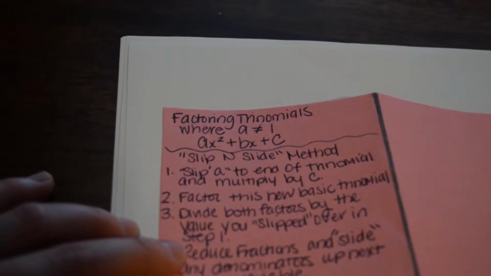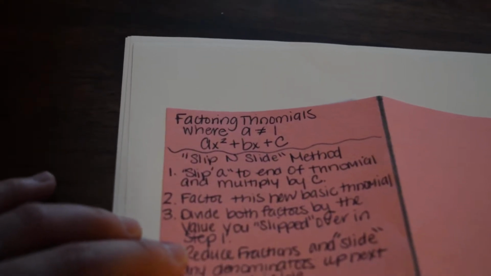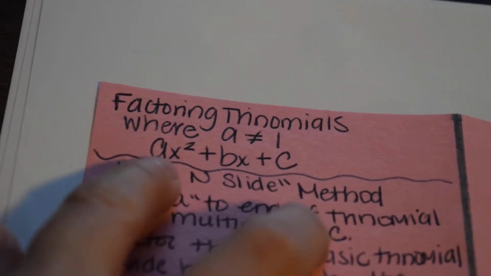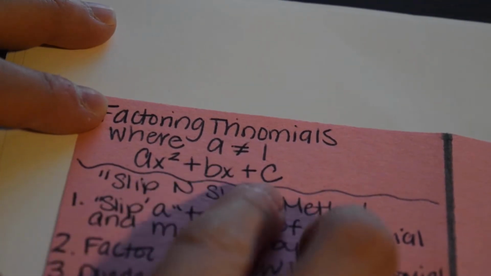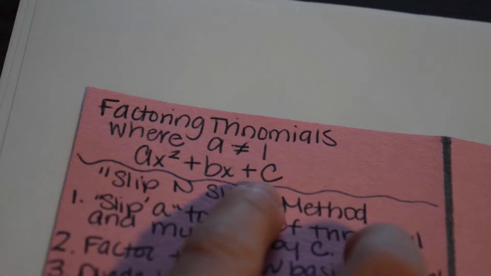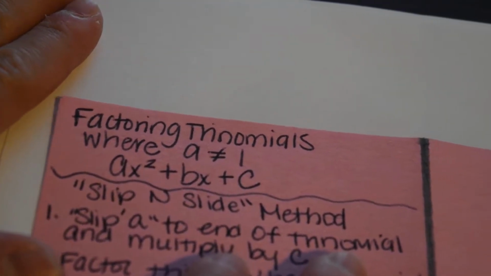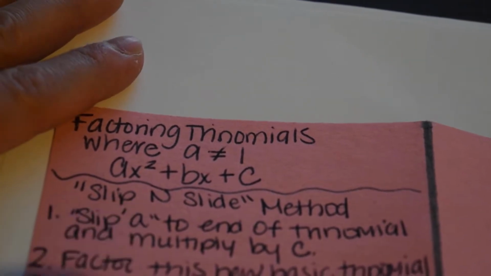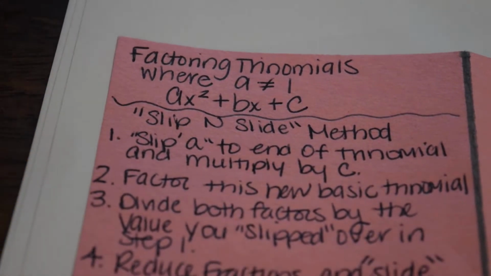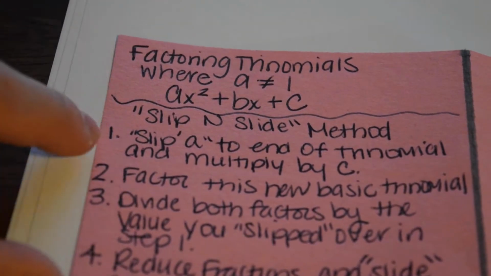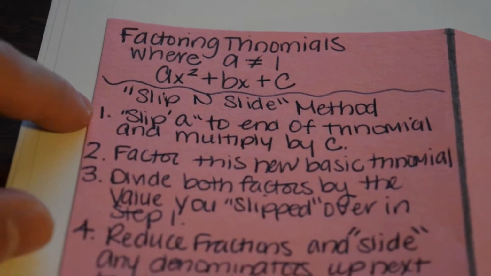Okay, so first we are going to look at the notation real quick of a trinomial. Just as a reminder, we have ax squared plus bx plus c. A, b, and c could be different numbers, also known as coefficients. Alright, so the slip and slide method has 4 steps to it, and I'm going to show you one method of slip and slide, and then I'm going to show you a different method of factoring trinomials on a separate sheet of paper.